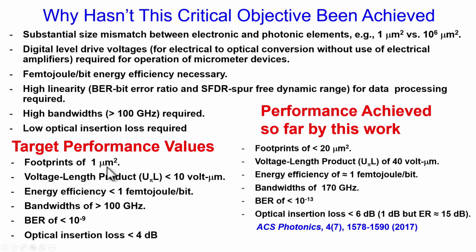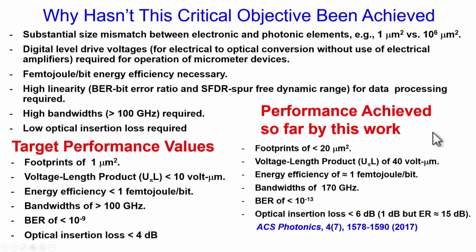For example, for footprint, you want about 1 micrometer squared. Voltage-length products, less than 10 volt microns. Energy efficiency, less than a femtojoule per bit. Bandwidth, greater than 100 gigahertz. Bit error ratios, less than 10 to the minus 9th. And optical insertion losses of less than 4 dB. Although it would be argued by engineers, the lower the better. In fact, we'd like to have no insertion loss, which isn't obviously practical.